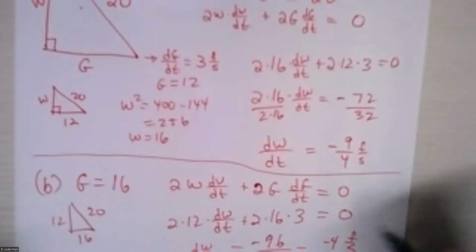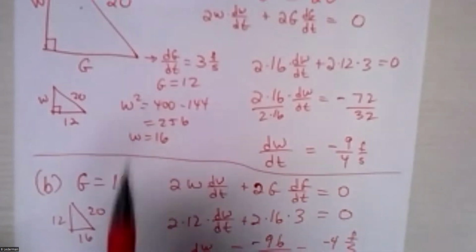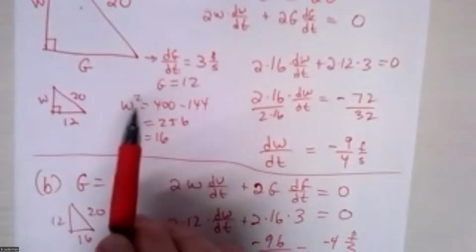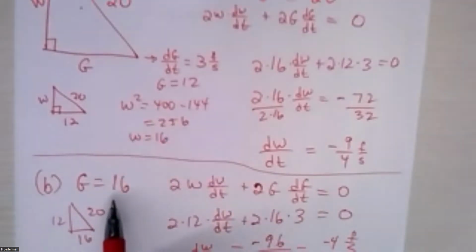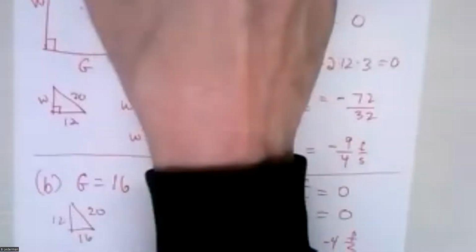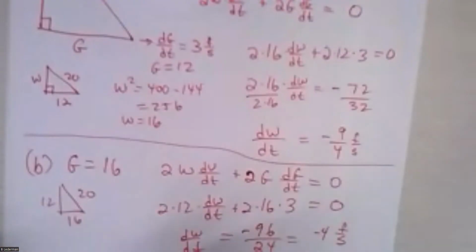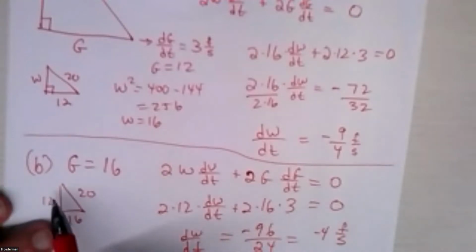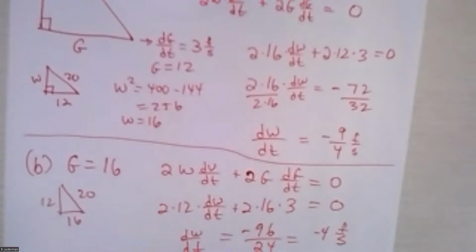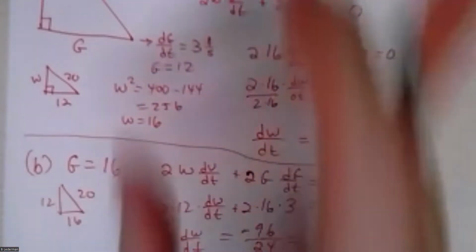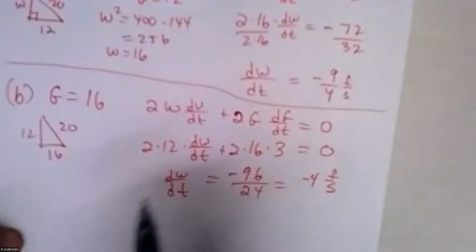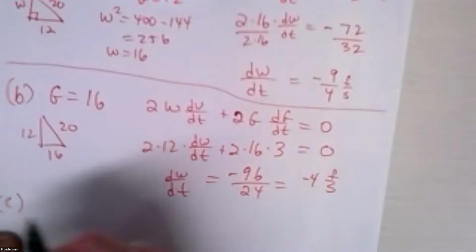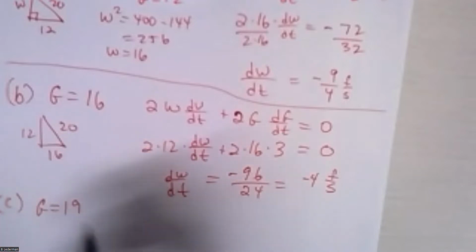Notice that it's faster. When G is further from the wall, in part A, G was only 12. In part B, G is 16. And notice that when G is bigger, W falls faster. Let's see if that trend continues for part C, when G equals 19.